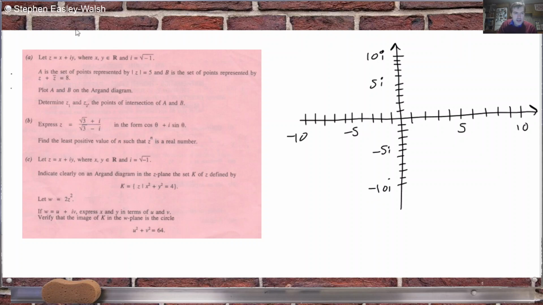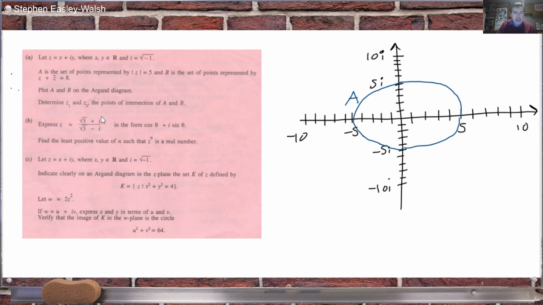So the first one, A is where the modulus is 5. So that's just a circle around there. That's set A. A little bit harder now is set B.